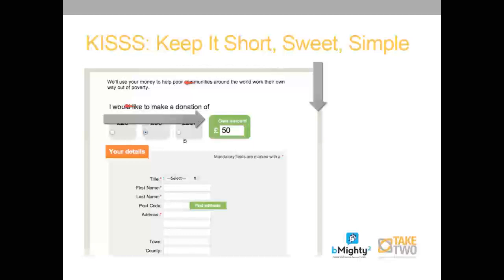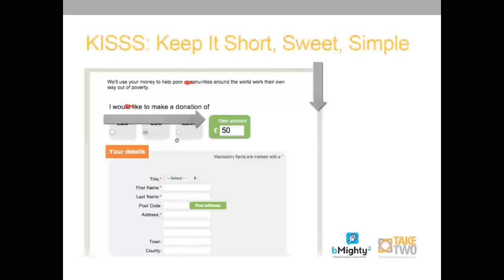Have big buttons. A lot of times, you have lists of fields where people can enter or choose the amount they want to donate. But if you can, please try to use these types of buttons. It makes a difference.